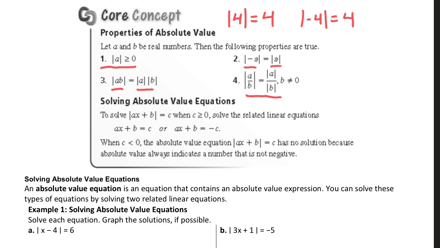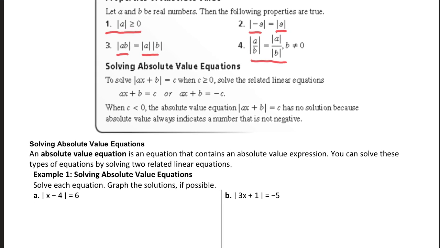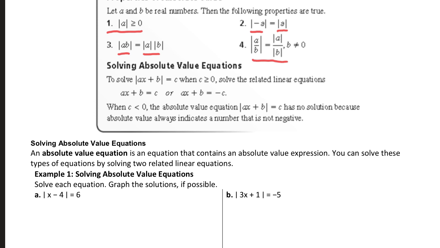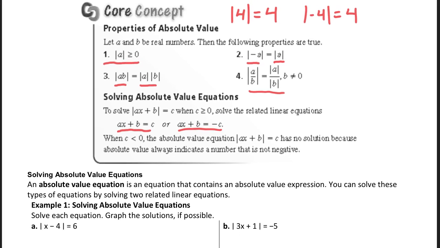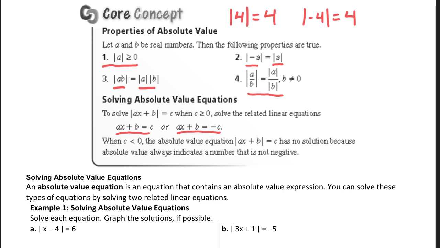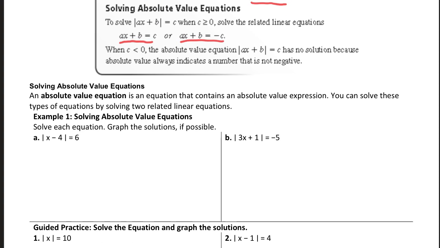So with absolute value equations, as long as one of the sides of the equation is not equal to 0, we have to set up two separate solutions. Because, like I showed you at the top, the absolute value of a number can be the absolute value of a positive number or the absolute value of a negative number. So I'm going to show you how to set up those two equations. Okay?